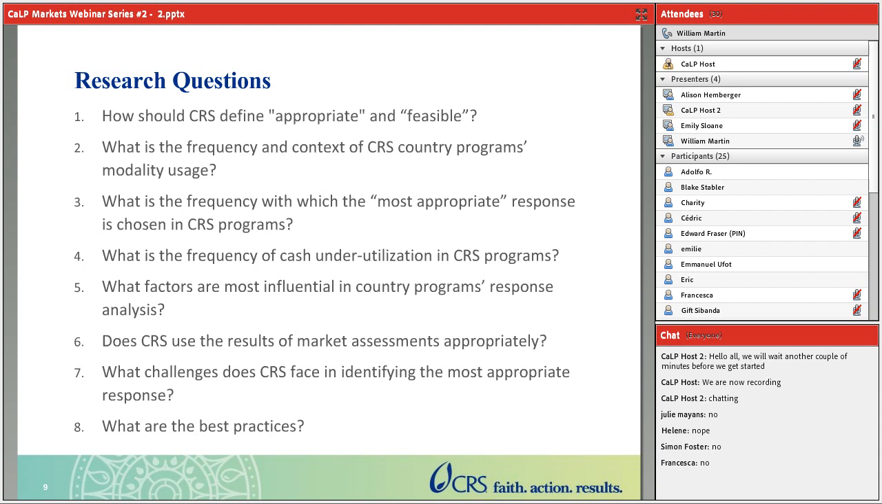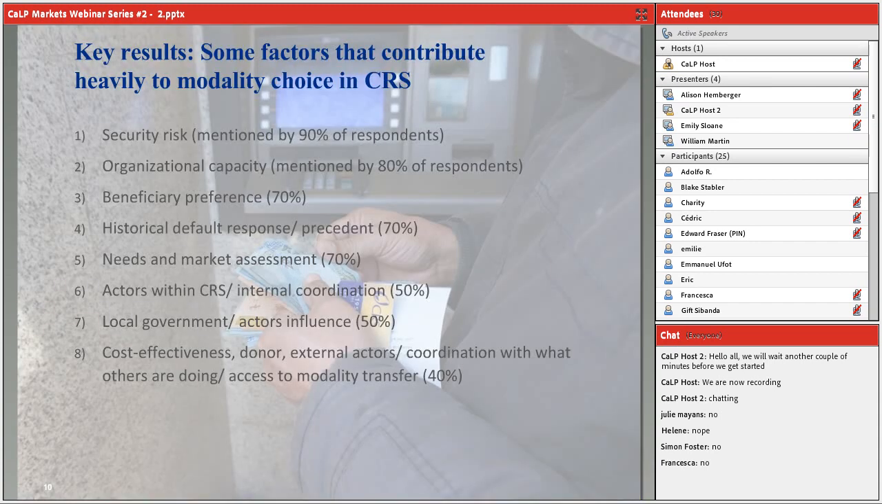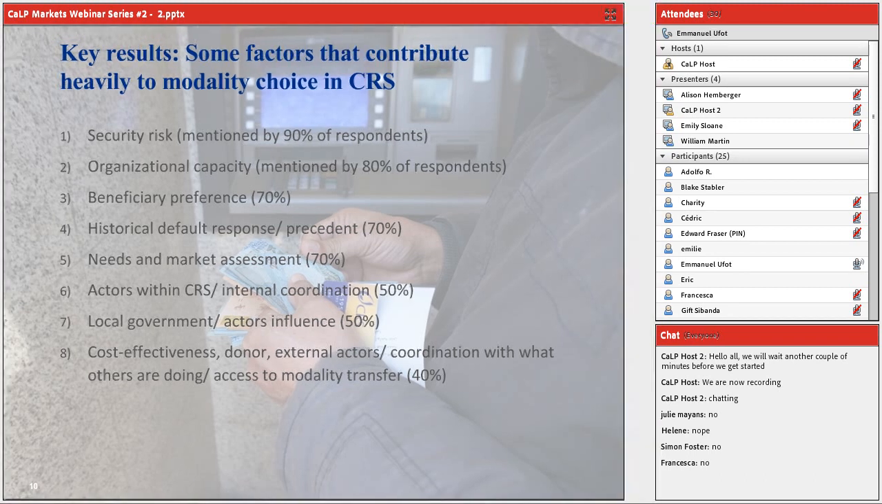So you will see the results, and again, there is some bias. It's probably the worst of the response analysis that we saw, but we thought it was interesting. So some factors contribute heavily to modality choice in CRS when we asked the respondents, and I will focus particularly on some of them. Security was dominant in the choice of the response.